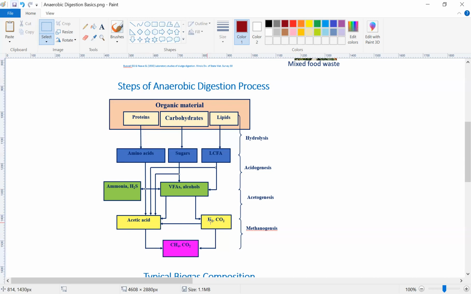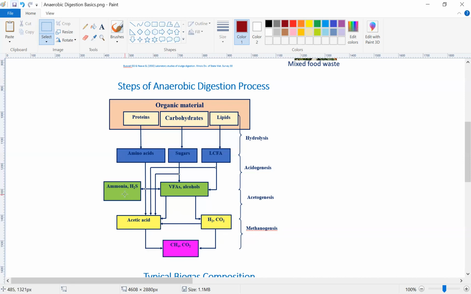And besides the acetic acid, hydrogen and carbon dioxide are produced. And then in the last stage of this series of processes, the methanogenesis with the archaea, they can use acetic acid, or they can use hydrogen and carbon dioxide to produce methane and carbon dioxide, which is this kind of biogas.